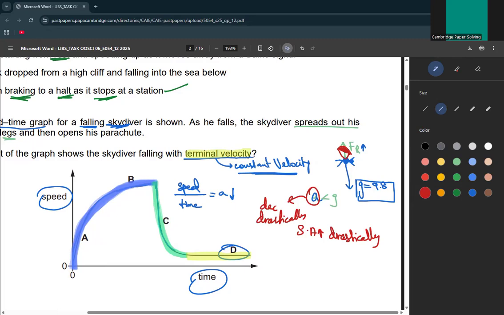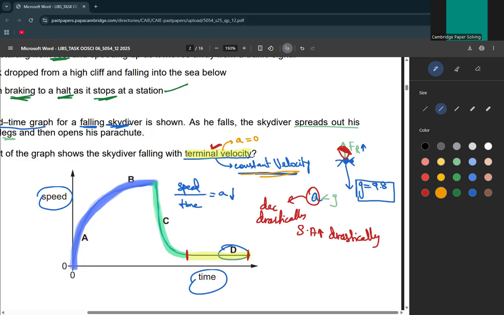After all this has happened, the skydiver reaches a point where he is moving with constant velocity, and that velocity is called terminal velocity. At this point, acceleration equals zero because of constant velocity. Acceleration is the rate of change of velocity, so if velocity isn't changing, acceleration will be zero.